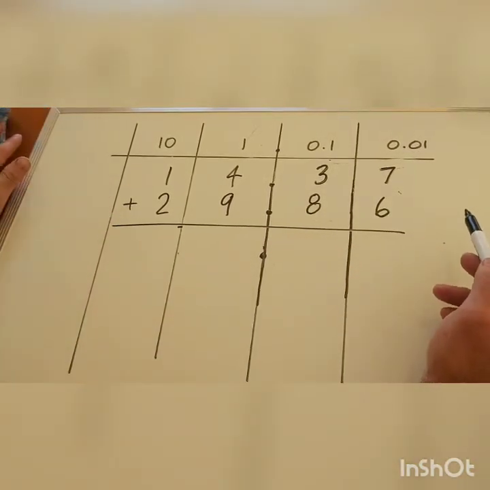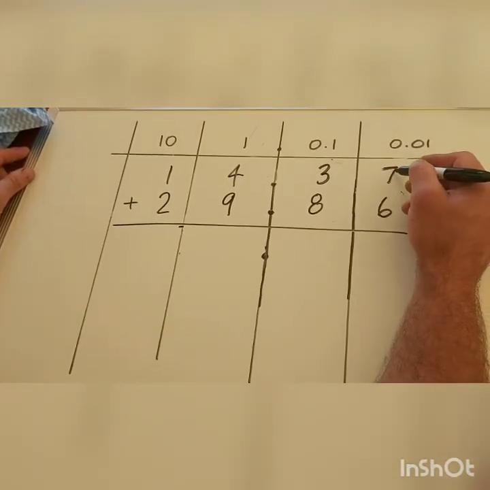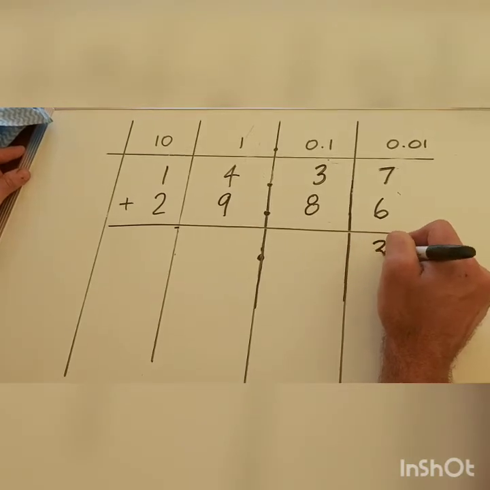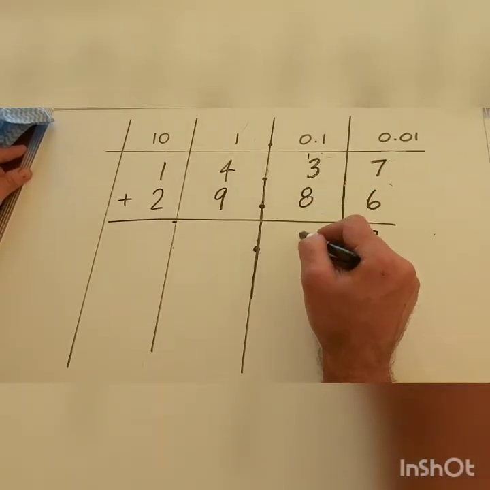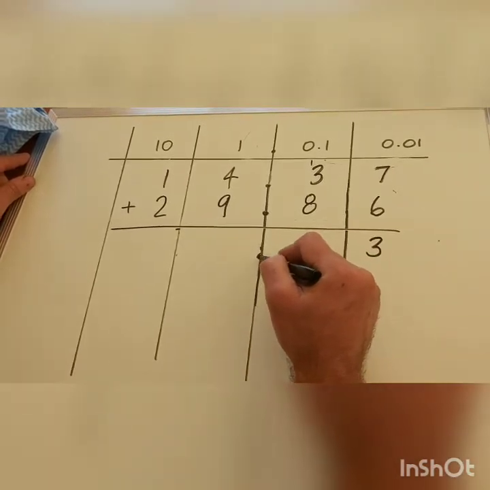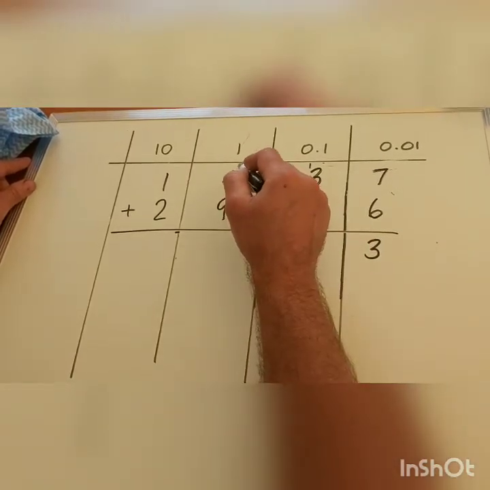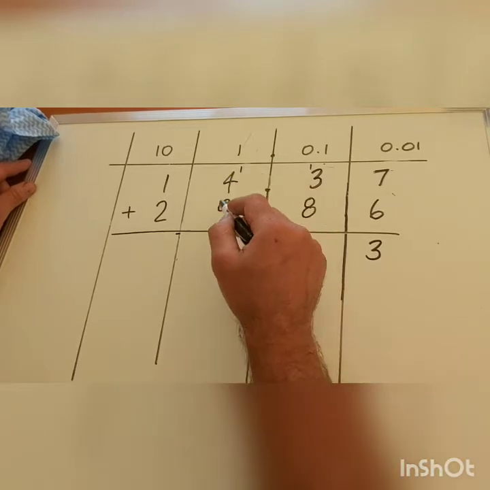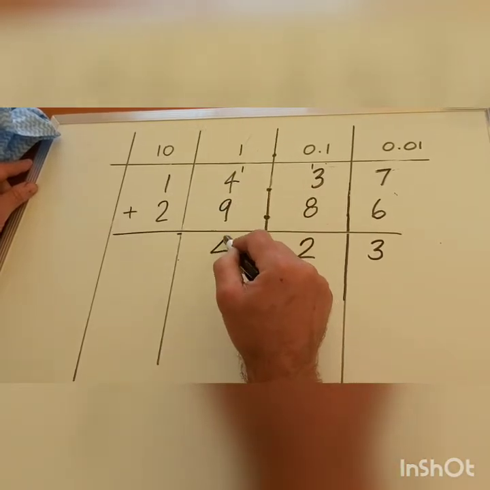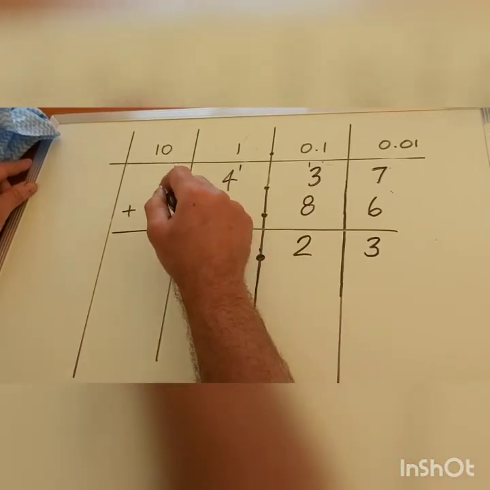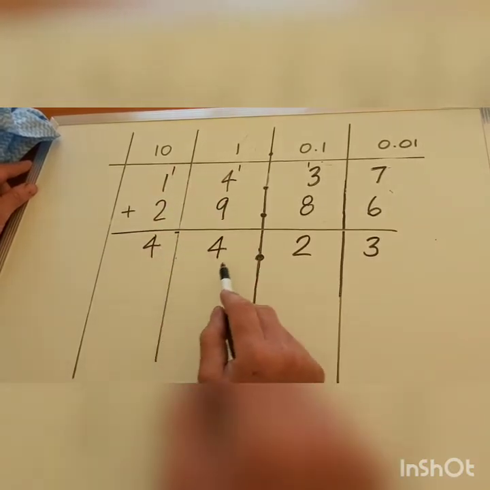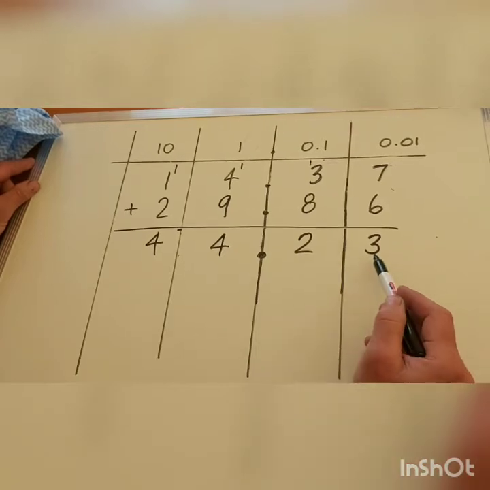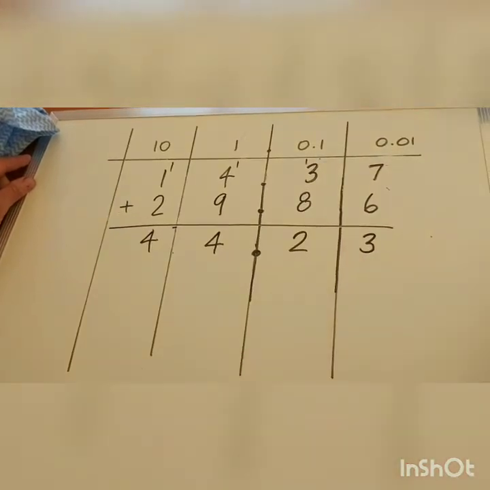This one is addition. Starting in my hundredths, 7 plus 6 is 13. I carry the 1. 3 plus 1 is 4, plus 8 is 12. I put a decimal on my answer. I carry the 1. 4 plus 1 is 5, plus 9 is 14. Carry the 1. 1 plus 1 is 2, plus 2 more is 4. 44.23 is your answer for question number 2.